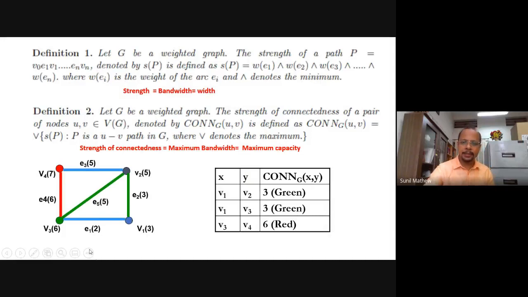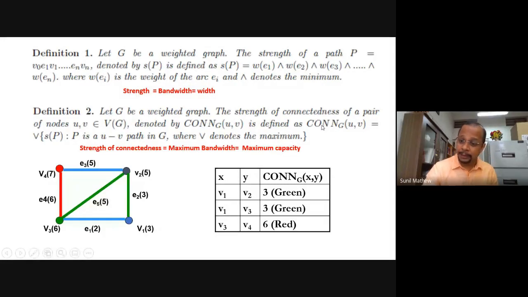So here is a simple definition. Let G be a weighted graph. The strength of a path is taken as the minimum of the weights of its arcs. We use the terms node and arc to simply say that it is a network. That's all. So strength physically means bandwidth or width. And you consider all paths and take the maximum.